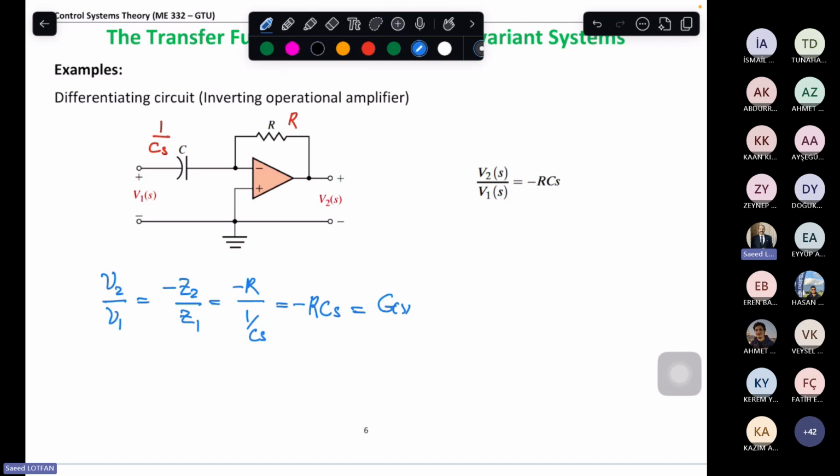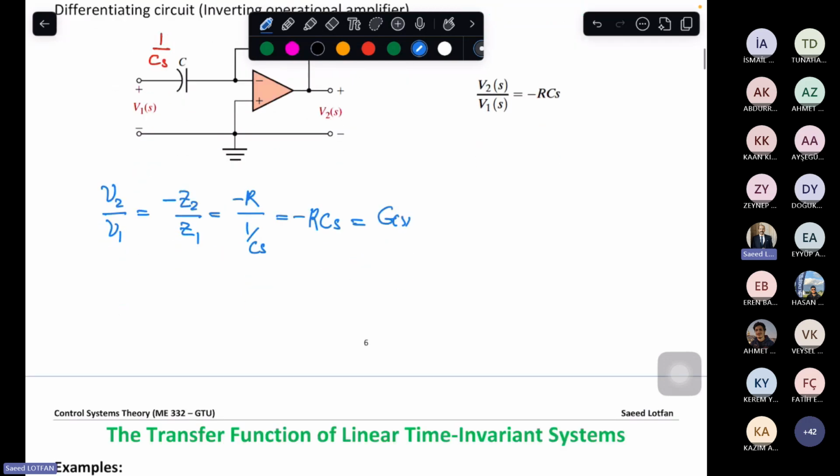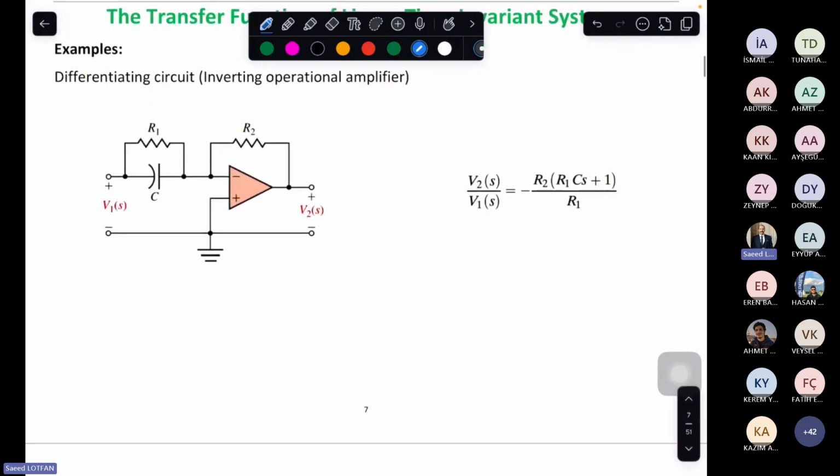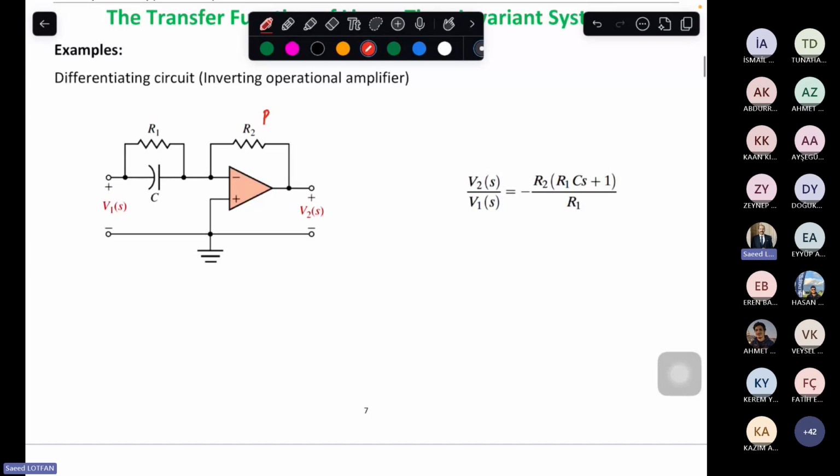Last session we discussed these relationships, how we obtain them, but we have the examples now. If you have some network like this, here we have R2, here we have R1, this guy is 1 over CS. 1 over CS. Okay.